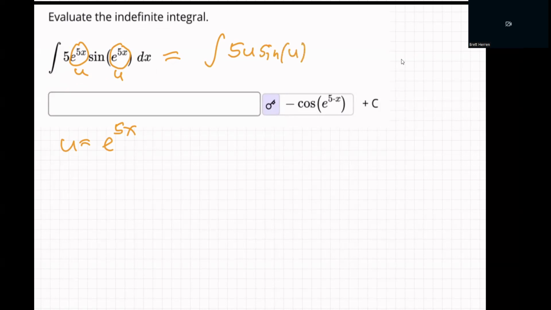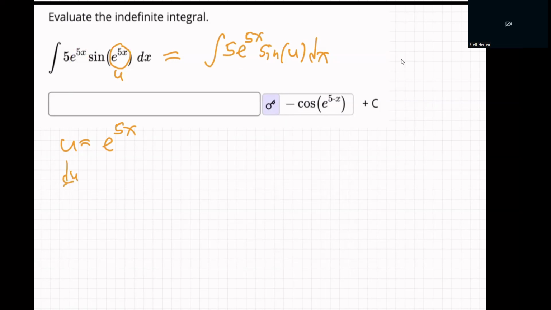So this integral will become the integral of 5u sine of u dx. Actually, you know what? Let me show you something. That's true, what I wrote, but hold on one second. Let me just replace the one part. You'll see what happens with the derivative.